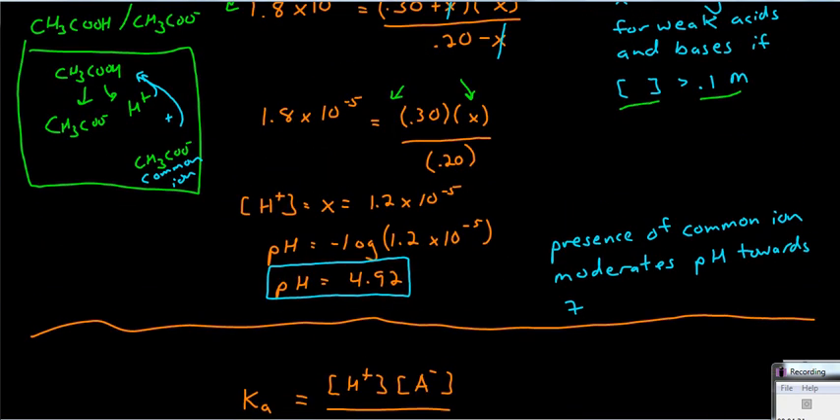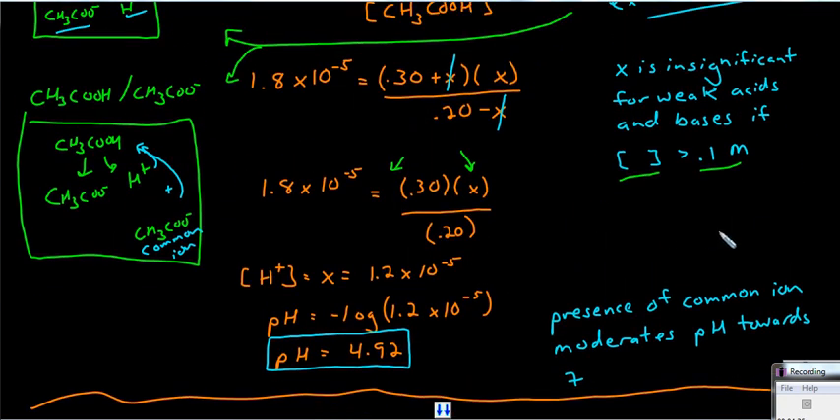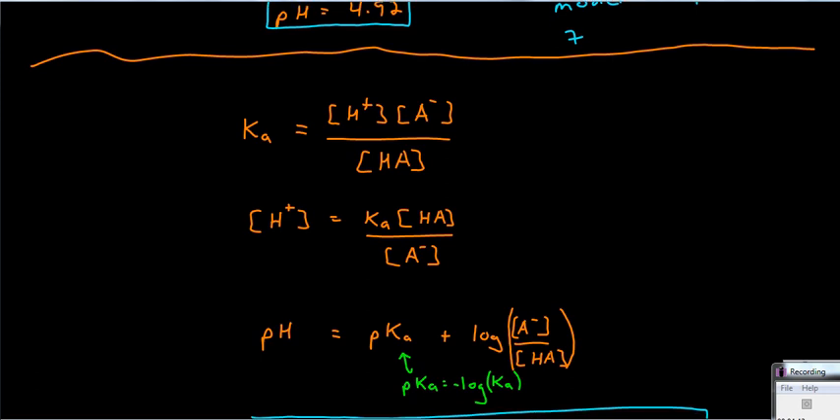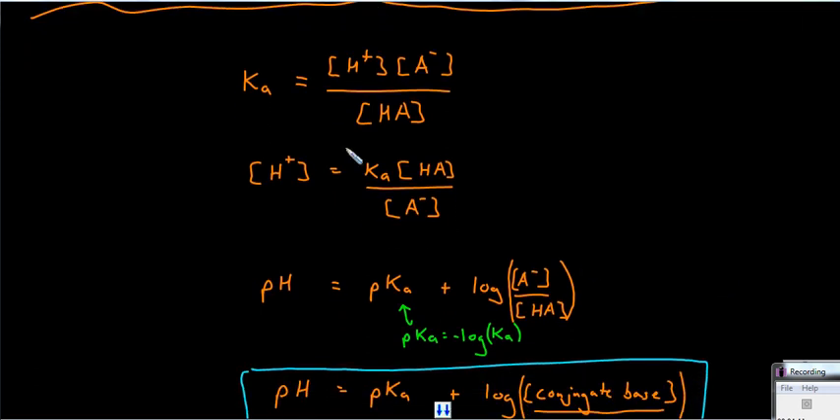Now, we could do calculations with these common ions in the future, but you'll actually save a lot of time by using the Henderson-Hasselbach equation, which I'll derive here. We see that Ka is equal to the concentration of protons times conjugate base over original acid. You can rearrange to find the concentration of protons from the Ka and the concentrations of our acid and our base.